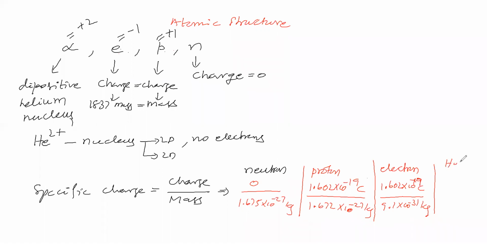Next we will write alpha particle. Alpha particle is He2 plus. It is having +2 charge. Therefore, actual charge of alpha particle is 2 into 1.602 into 10 to the power of minus 19 coulomb. This +1 is called relative charge. Actual charge is 1.602 into 10 to the power of minus 19 coulomb, by mass of alpha particle.